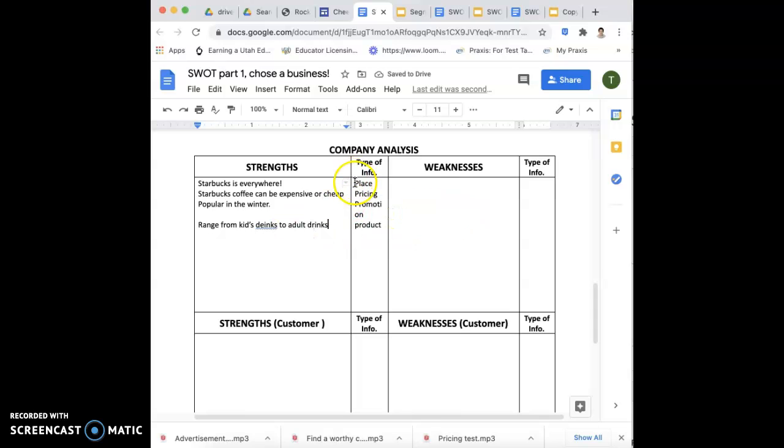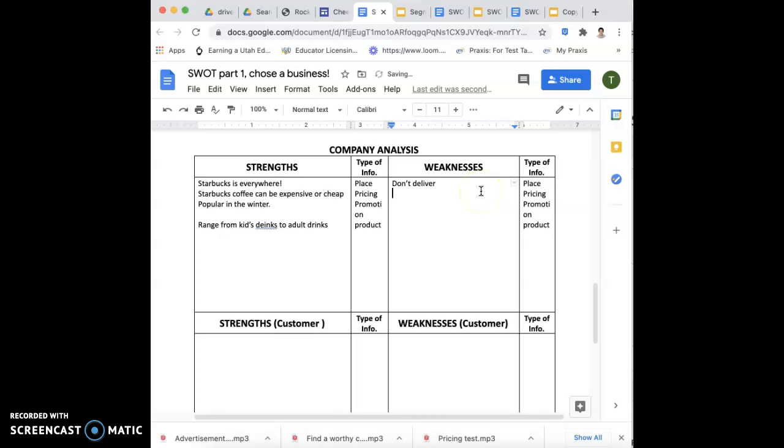Okay, so what you want to do is you want to do the same thing you did here, but in weaknesses. So you want to go to weaknesses and say, okay, what's a weakness about Starbucks places? I can't think of any weaknesses because they're literally everywhere. Maybe they don't reach rural areas like in farmland. They don't deliver. Maybe we can put that down as a weakness.